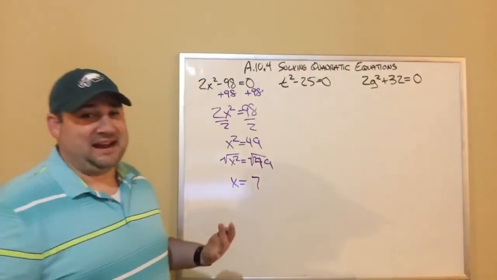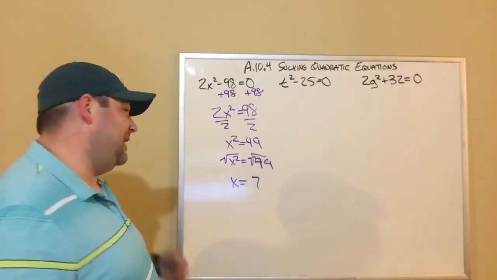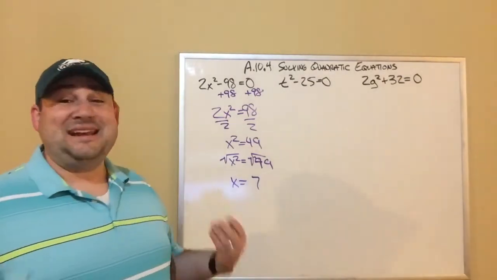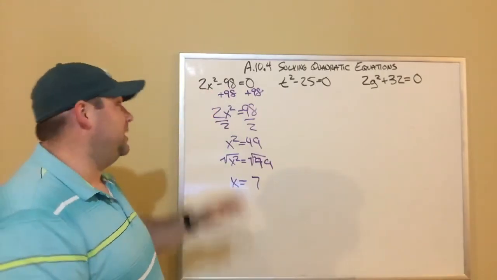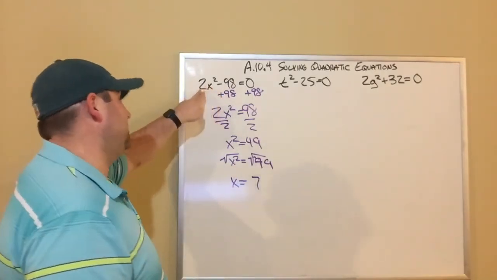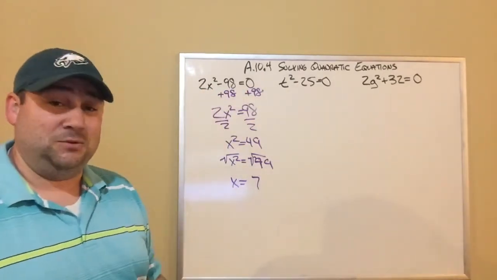I mean, it couldn't be that easy, right? The problem is there is another answer that will work, not just 7. It would be negative 7. If you plugged negative 7 in, negative 7 squared is positive 49 times 2 is 98, minus 98 is 0. Negative 7 is also a solution.